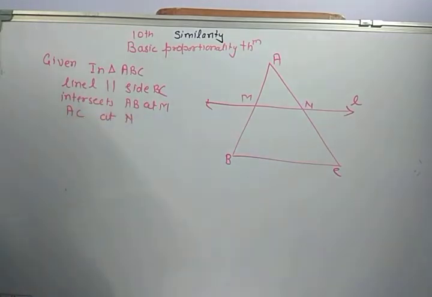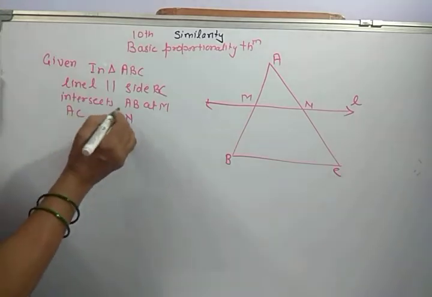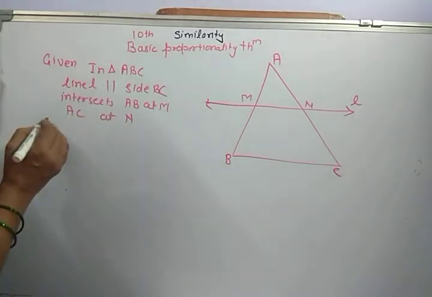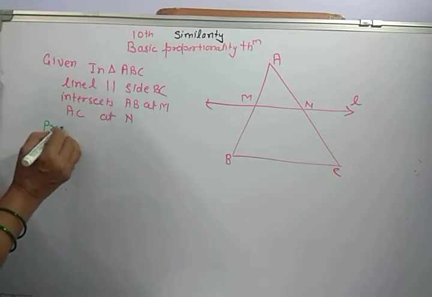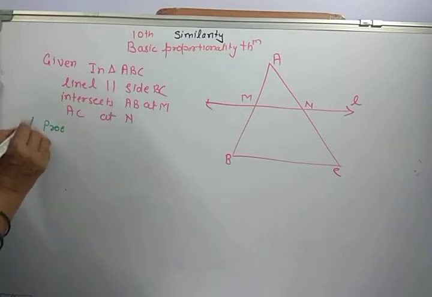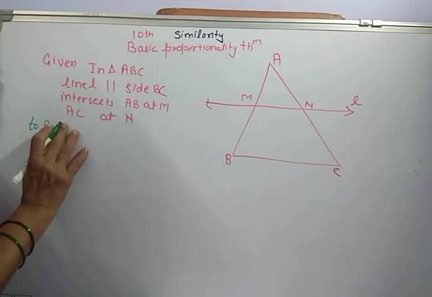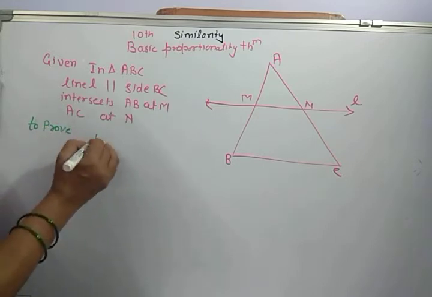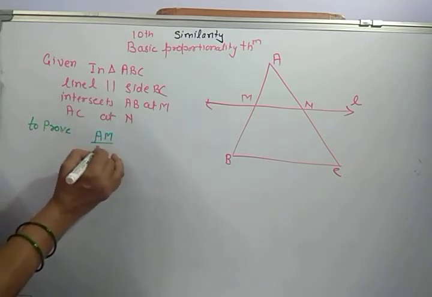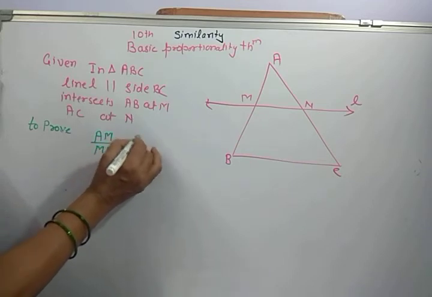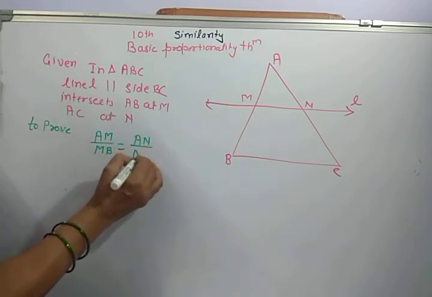No matter, we can take any point and we can prove this. It is not necessary to take these particular points, but the steps must be the same. We cannot use any other step or method here. Okay? And what we have to prove is AM upon MB is equal to AN upon NC.